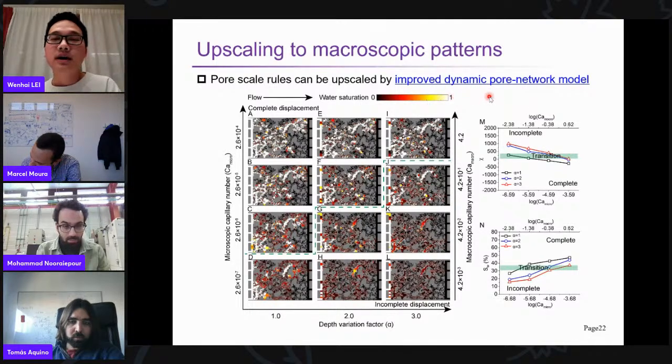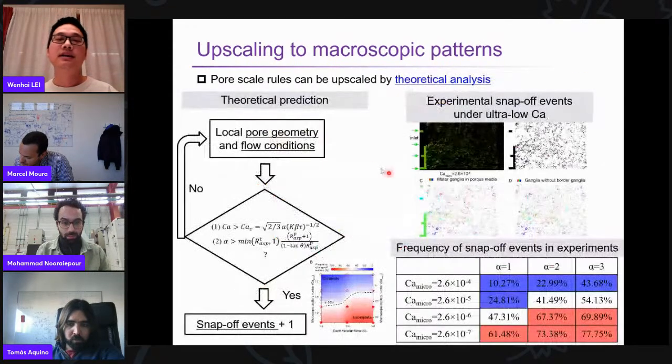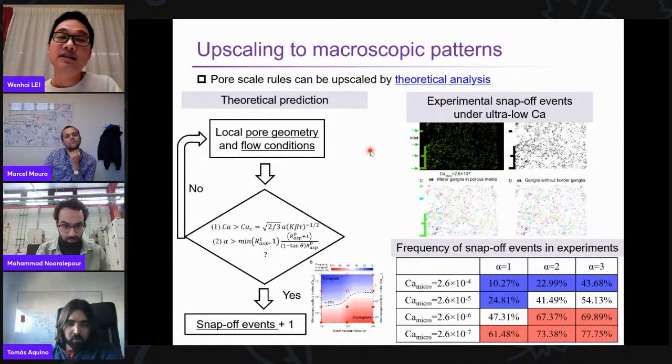We will use the improved dynamic pore network model to reproduce such a phase diagram, which fits well with our previous microfluidic experiments. And going further, we want to propose a simple theoretical analysis just to judge each pore. So we will use a slow algorithm to separate the porous media into individual pores.